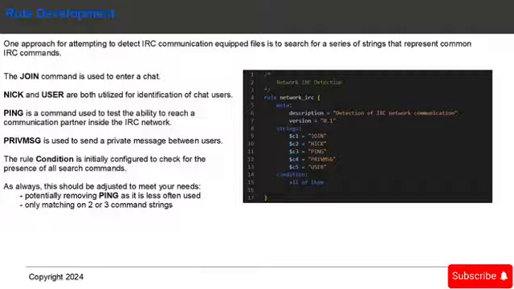The condition we have on this rule is all of them. You may want to modify that. You may want to remove a certain command like ping, since that can be used across multiple different types of files. Play with it, adjust your rules, tune it, see what works for you. But this is the outline of how you would develop a rule for IRC communication.